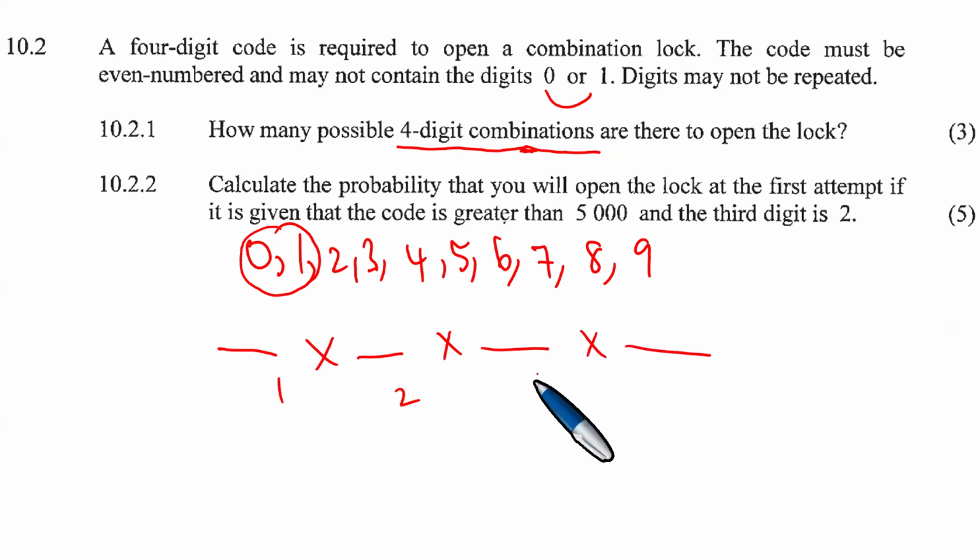So that is 1, 2, 3, 4. You are dealing with a 4-digit code, and 0 or 1 are out of the picture. But also, the code must be even numbered. If the code must be even numbered, it means that the last digit must be an even number. It can be a 2, a 4, a 6, or an 8.